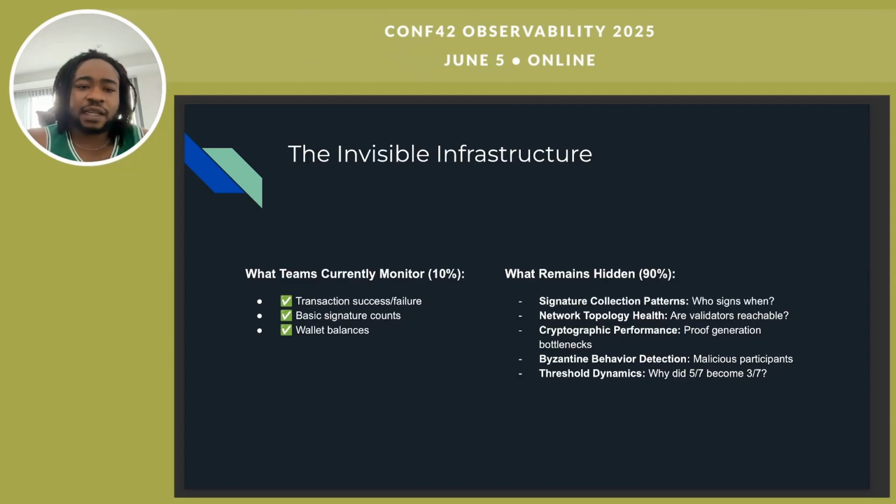But the things that remain hidden across multiple networks and protocols, as I have said, is we do not actually know how to monitor for the signature collection patterns, who signed what and when, what node has been active, what node has signed the most blocks and pushed for the most transactions, what the network topology looks like, what the cryptographic performance is, and what bottlenecks currently exist in the proof generation process. These are things we need to monitor for and observe. These are very key indicators.